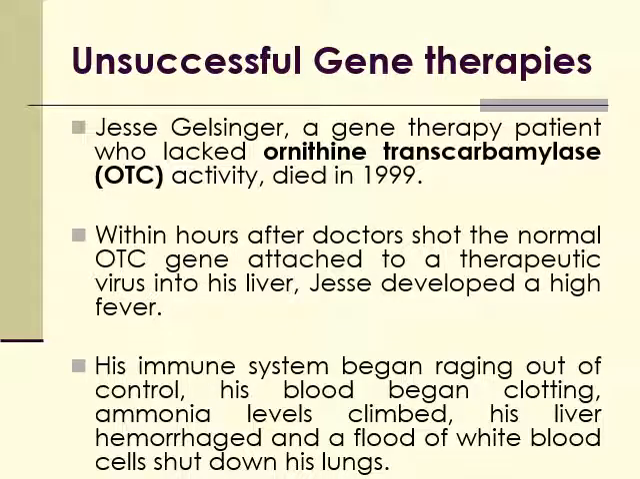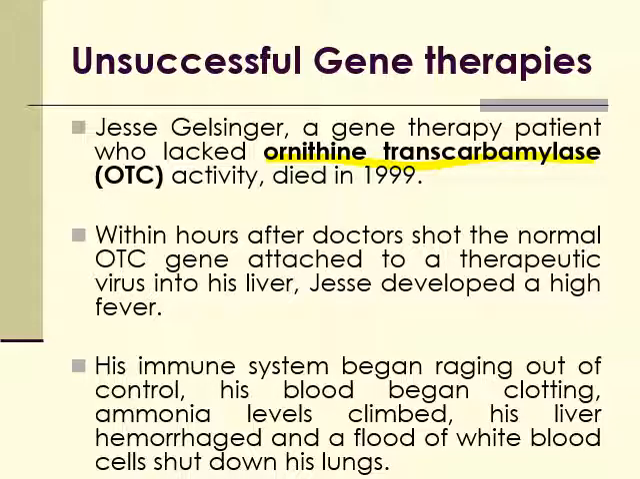So, unsuccessful gene therapies. As I said a while ago, Jesse Gelsinger died in 1999 due to gene therapy; he lacked ornithine transcarboxylase. OTC deficiency is a genetic disease that prevents the body from breaking down ammonia, which is a metabolic waste product. The excessive buildup of ammonia often causes death soon after birth unless the patient's diet is immediately adjusted and monitored throughout life. So Jesse lived on a strict non-protein diet and controlled his OTC fairly well.